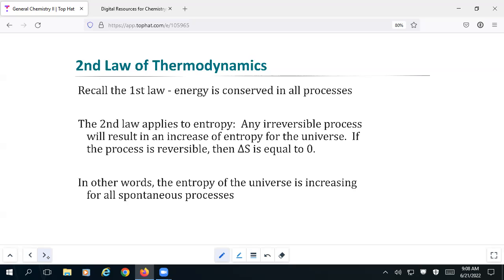And this brings us to the second law of thermodynamics. Now, we remember the first law. That was what we covered last week. The law of conservation of energy. Energy cannot be created or destroyed in any process.